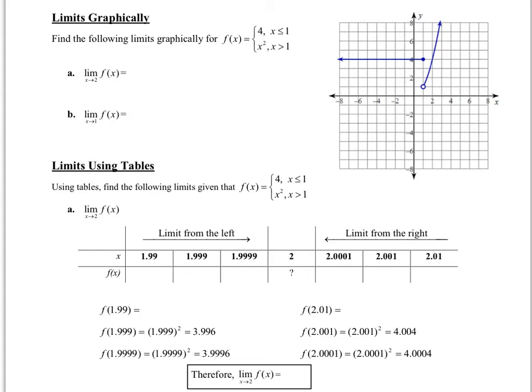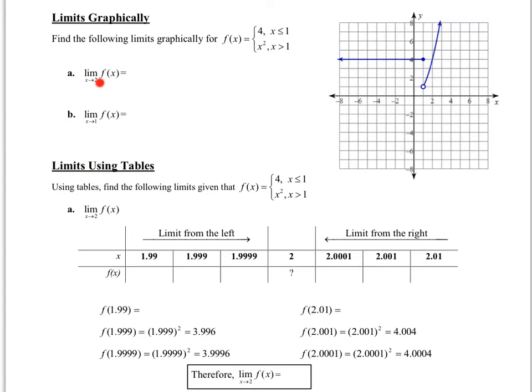Okay, so now I have a piecewise function. I have a function made up of 2 different pieces. I have the line y equals 4 when x is less than or equal to 1, and I have the parabola y equals x squared when x is greater than 1. So here's half of my parabola and here's half of my line. So I want to calculate 2 limits. Let's first calculate them graphically and prove them using a table.